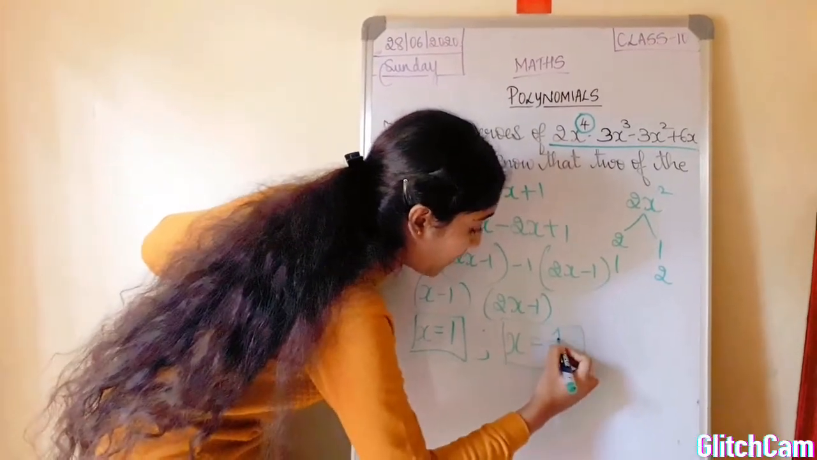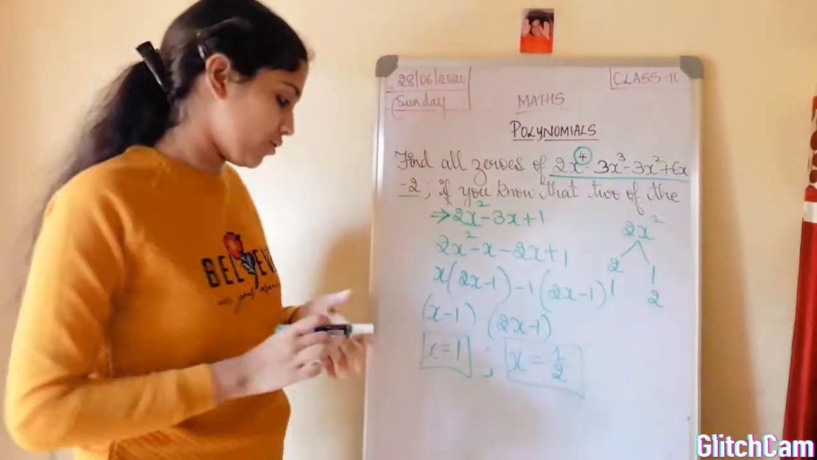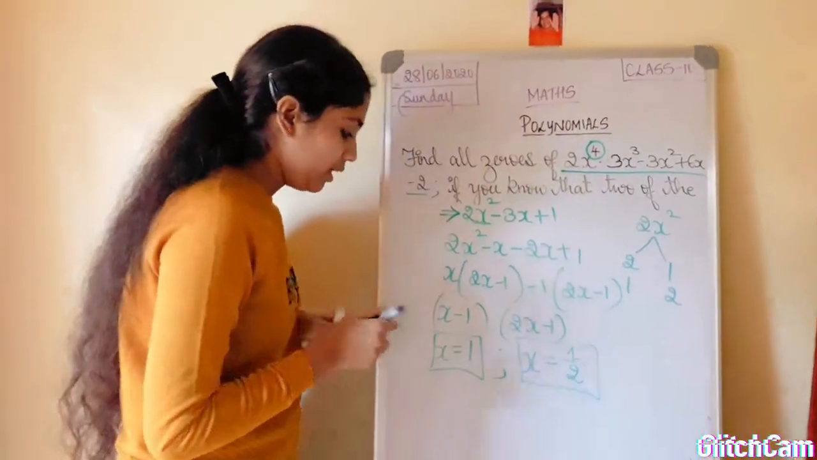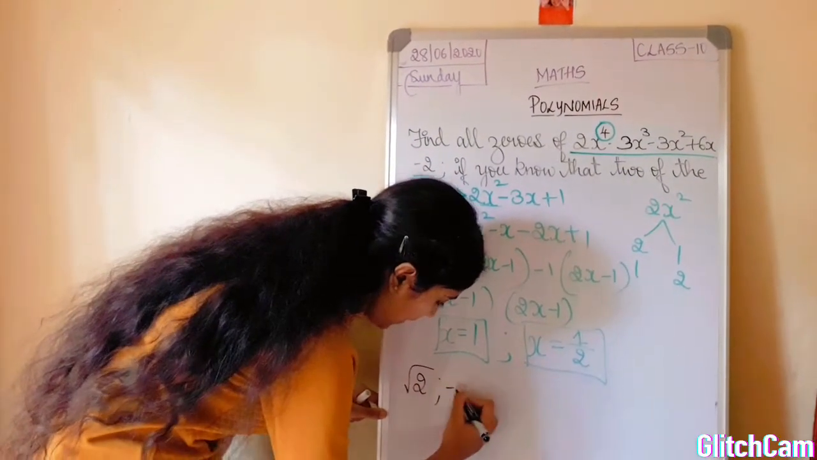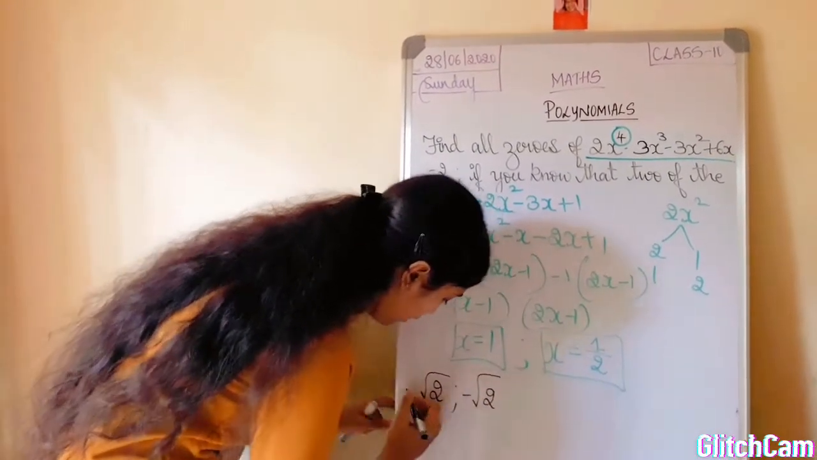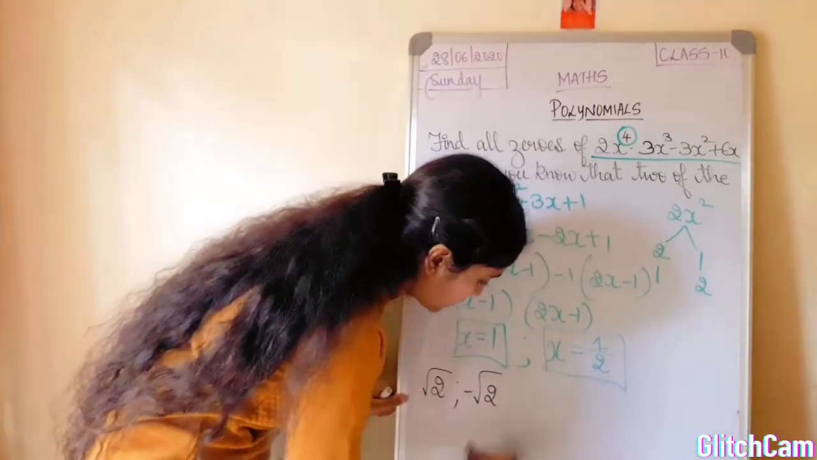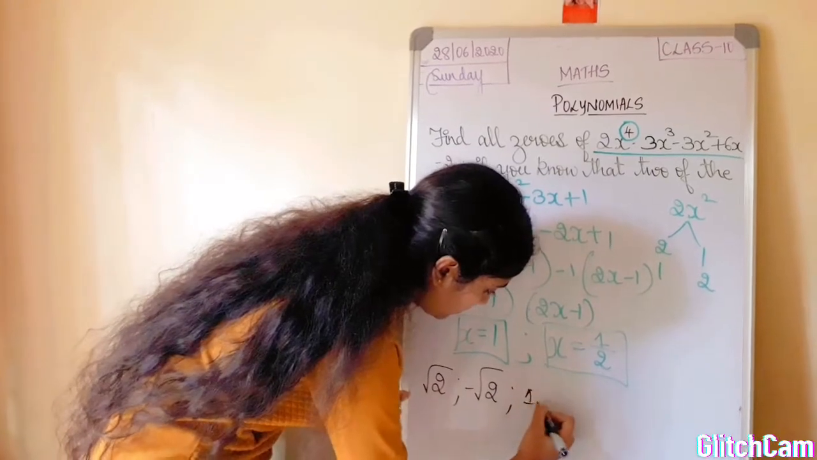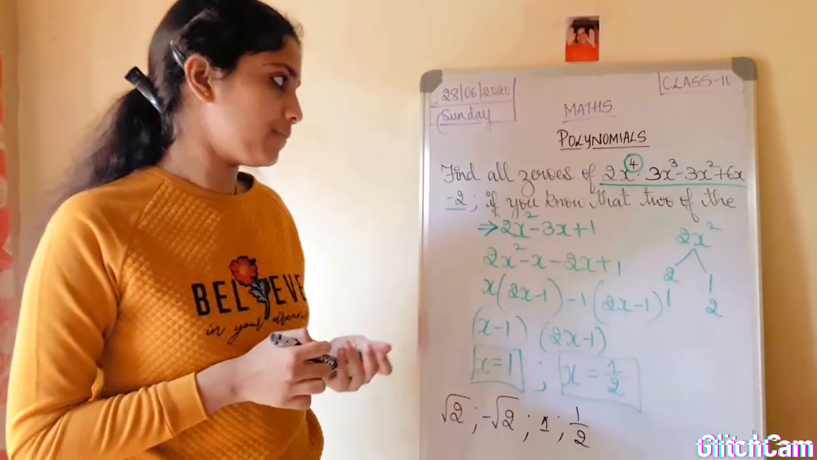So it's a biquadratic polynomial. So you have 4 zeros. They already have given you the first two zeros are root 2 and minus root 2, and now you found that x is also equal to 1 and 1 by 2. So these are the values of x.